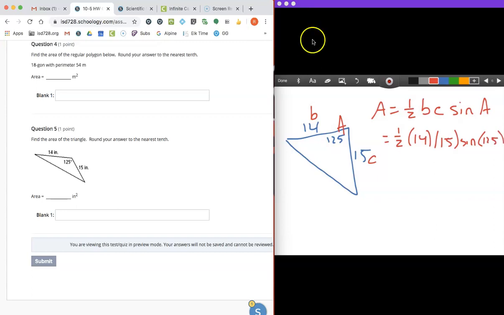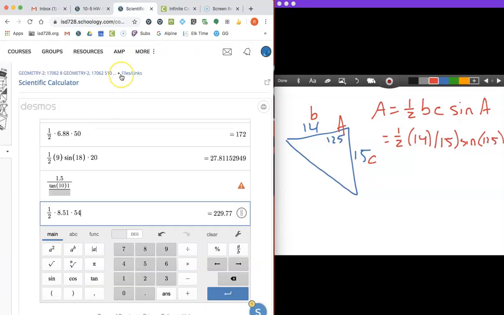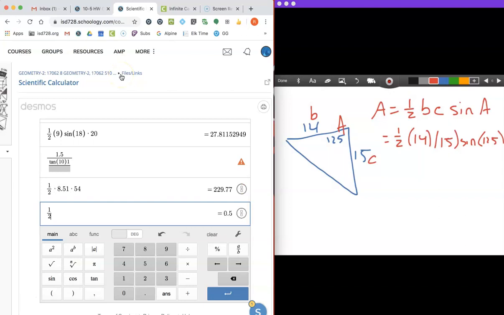So let's punch that in and then we'll wrap it up. We have 1/2 times 14 times 15 times the sine of 125. And that's always going to be sine. It's not going to change. So I would take 86.0. I would take 86. Okay, hope that helps. I know your questions might end up being a little bit different, but use these as a reference to help you out.